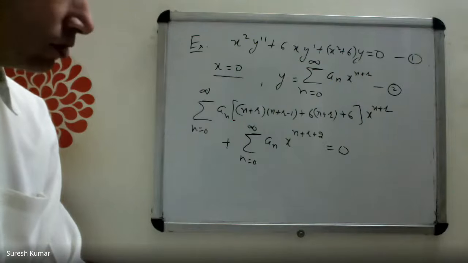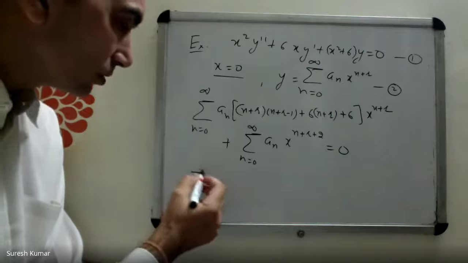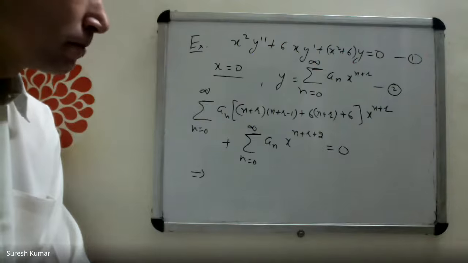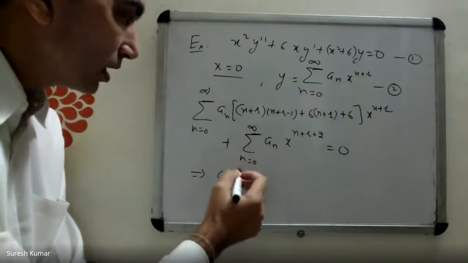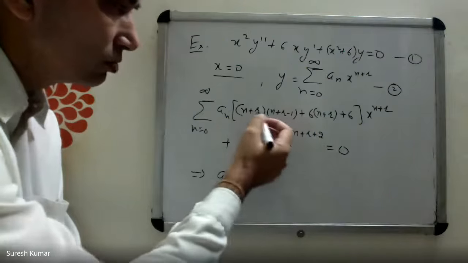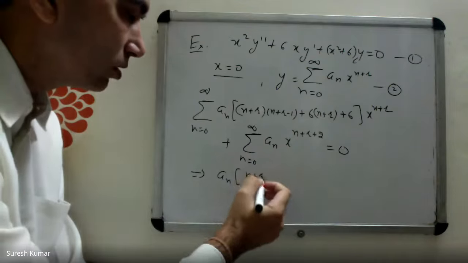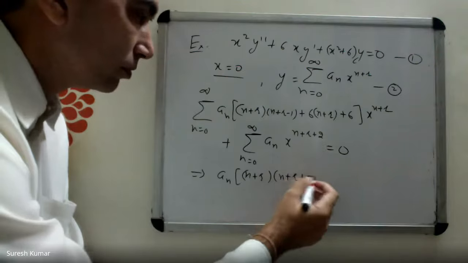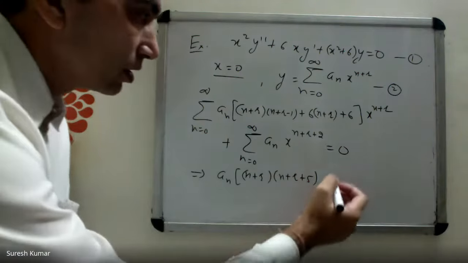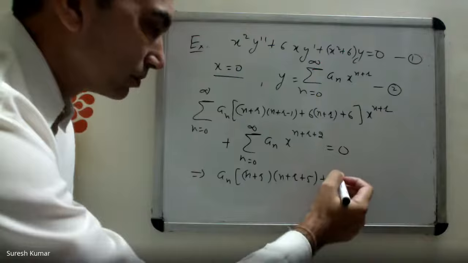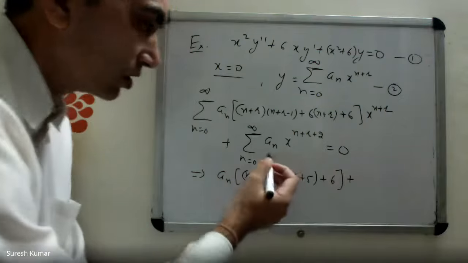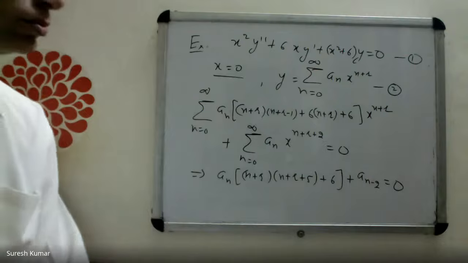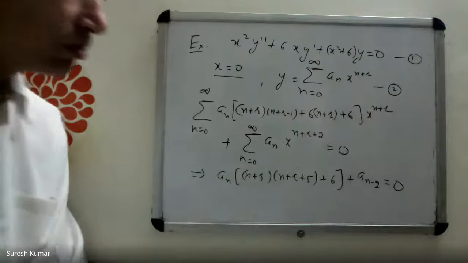Okay, now you can write the general recurrence relation. Equate to 0 the coefficient of x power n plus r. It's very simple to write. It is an times n plus r. If you want to take out n plus r common, it's up to you. It's n plus r plus 5. This will save some space and time. Plus 6, plus here an minus 2. You have to change n to n minus 2 to equate the powers.